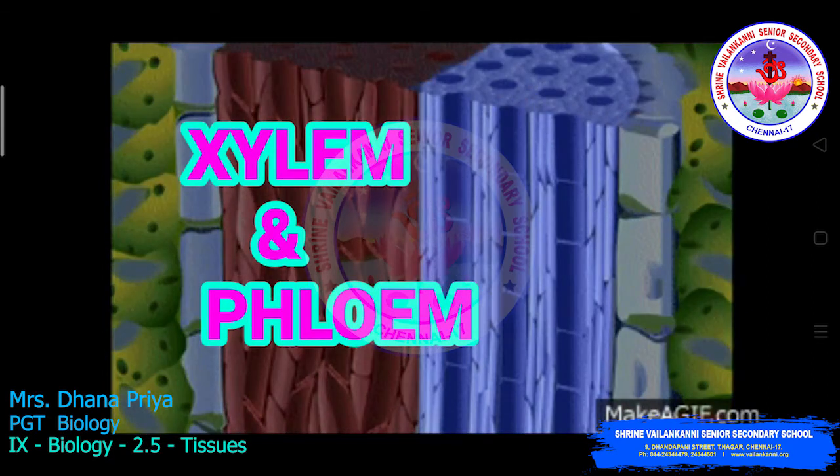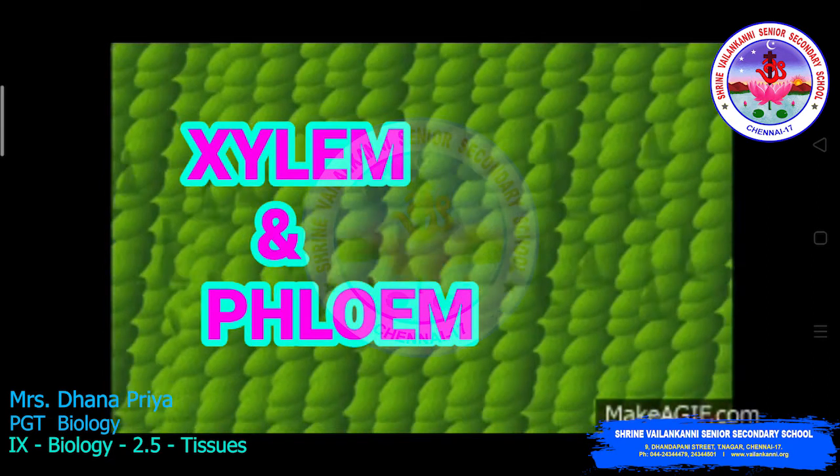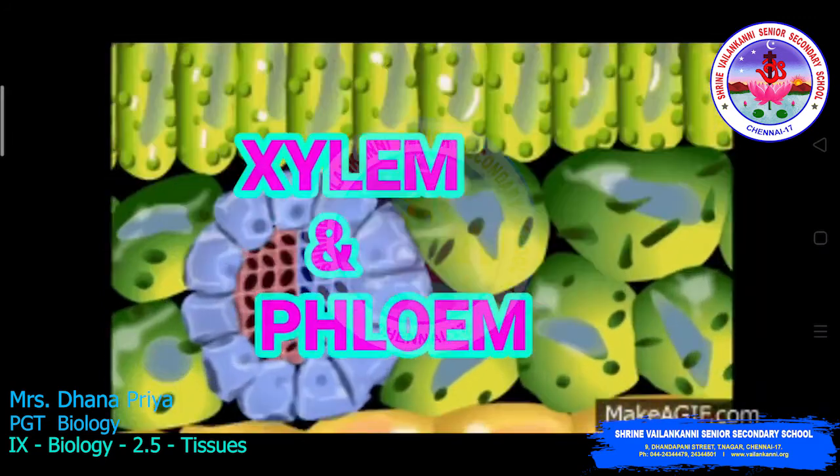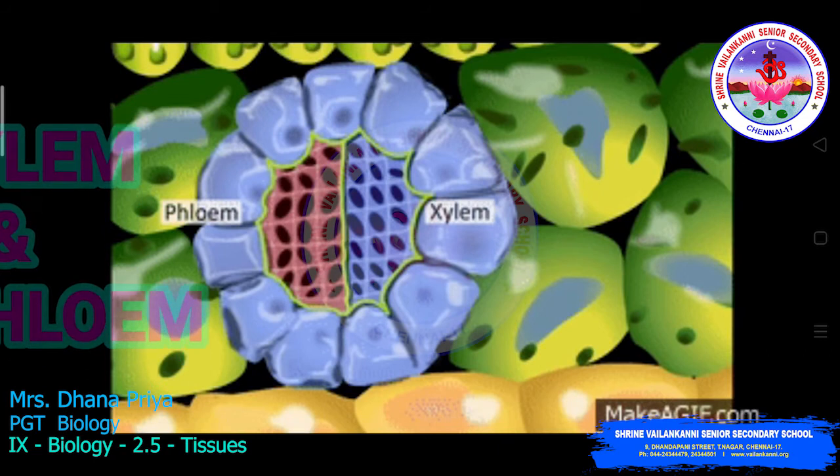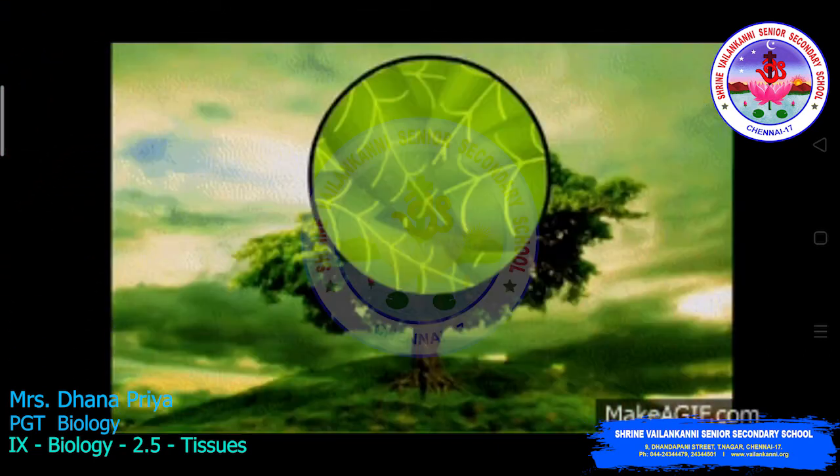Here you can see the transverse section of a leaf. Inside the leaf you can see the cells. Here you can see the xylem and phloem, which we are going to discuss briefly in this video.